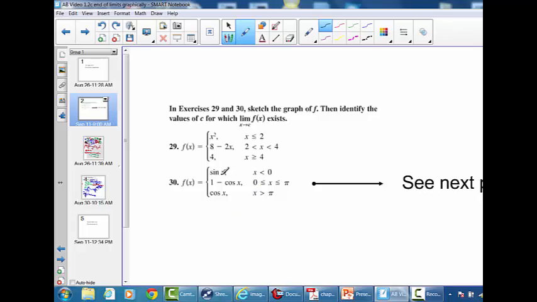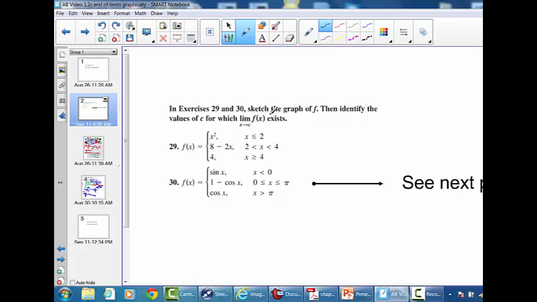But doing it by hand, you have three different functions, and you'll be graphing them in three different locations. So you'll be graphing y equals sine of x, but only the part of it to the left of 0. You'll be graphing 1 minus cos x, but only between x equals 0 and pi. And then to the right of pi, you'll be graphing cosine of x.